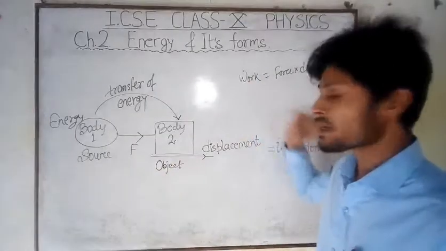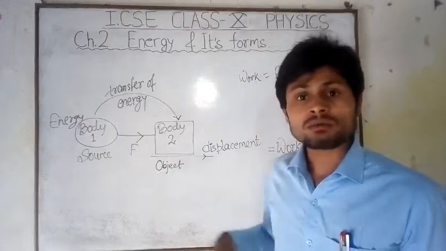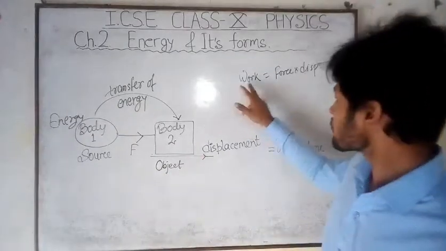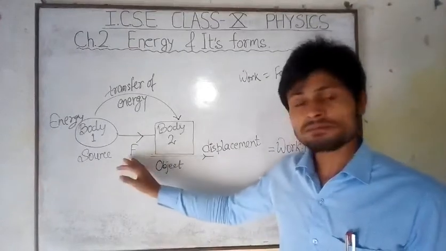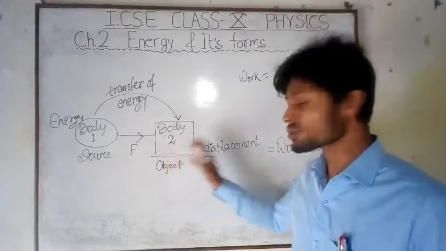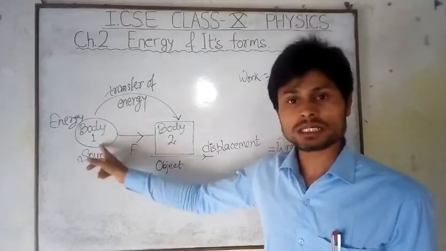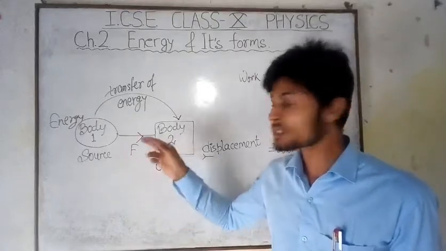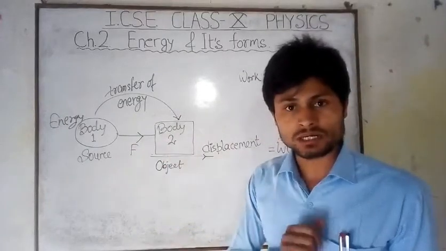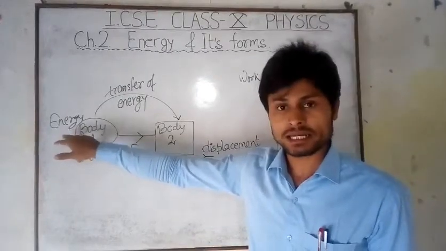Now come to the work done. If the force is applied on this object, is there any work done? See, work is equal to force into displacement. That means even if there is a force applied and there is no displacement, there is no work done. However, this source is able to apply a force F on this body, which fulfills the first condition for work done. That means this source has some energy in it.